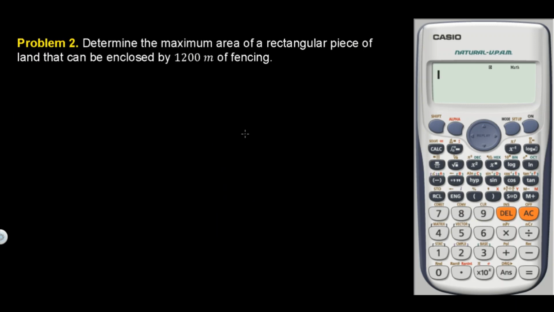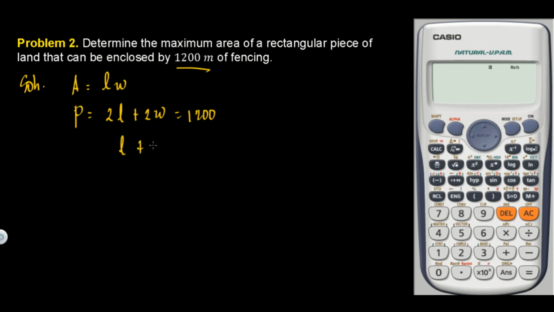Okay, determine the maximum area of a rectangular piece of land that can be enclosed by 1,200 meter of fencing. Okay, maximum area. Then meron kang perimeter of 1,200 meter. Okay. So the area is equal to length times width. Okay. Perimeter is 2L plus 2W, and this is equal to 1,200. Okay, divide both sides by 2. So L plus W equals 600. Solve for W in terms of L, so 600 minus L.